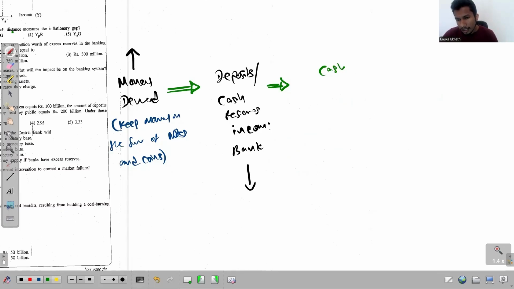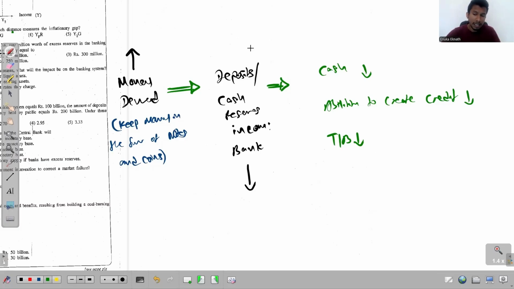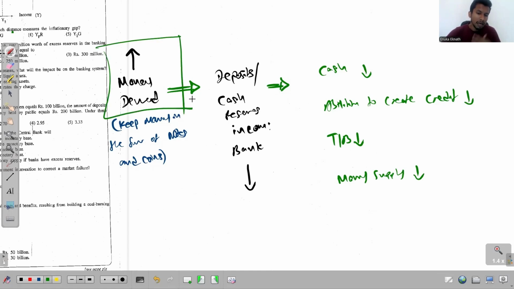Let's say cash balances drop, even the ability to create credit decreases. And not only that, they can't even invest in other assets such as treasury bills, treasury bonds. The reason, they don't have enough money to invest in those assets. So they can't buy treasury bills. The investment decreases. So these are the things that will happen. And ultimately, what happens to the economy, even the money supply of the economy will decrease. So these are the things that will happen as a result of an increase in the money demand.